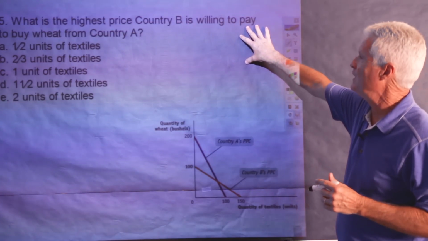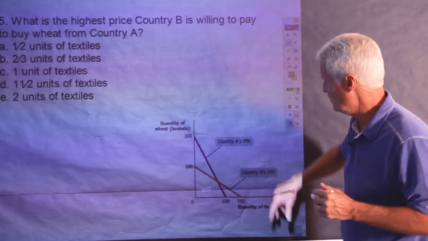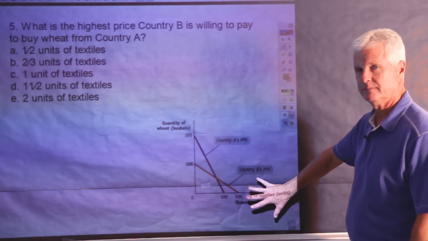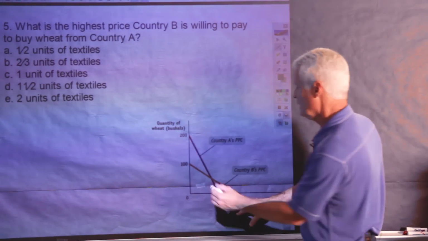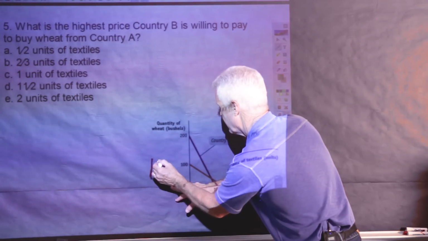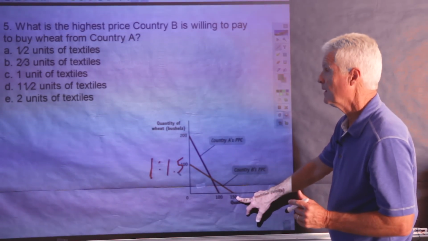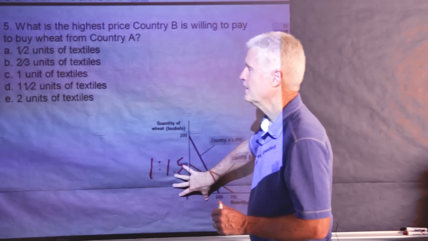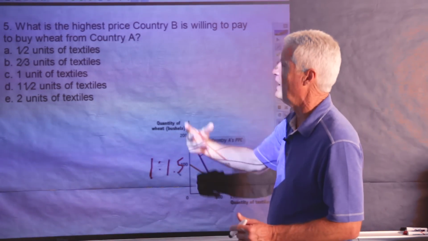What's the highest price country B is willing to pay to buy wheat from country A? Okay, so country B, so pause the video, answer the question. Okay, country B, they can produce 1 wheat for 1.5 textiles. Okay, so they're not going to pay more than 1.5 textiles to get a wheat. Okay, because they can do it themselves. So it's going to have to be something less than 1.5.